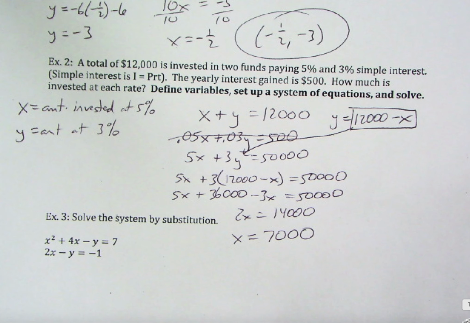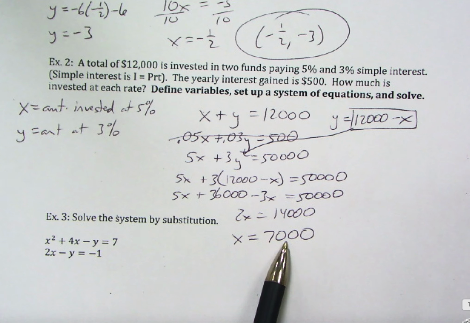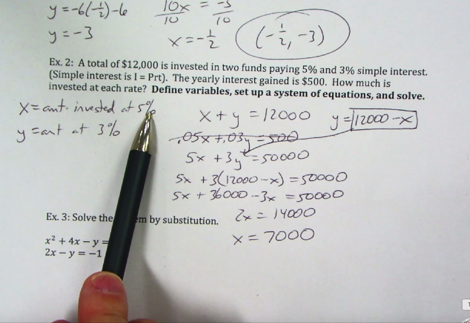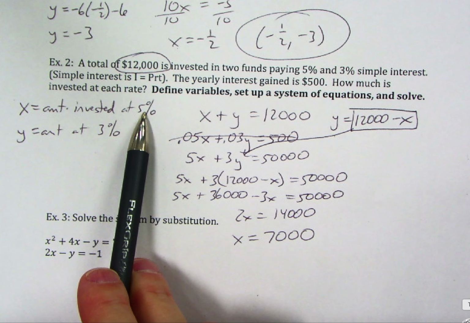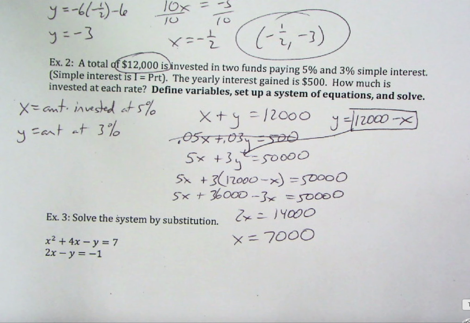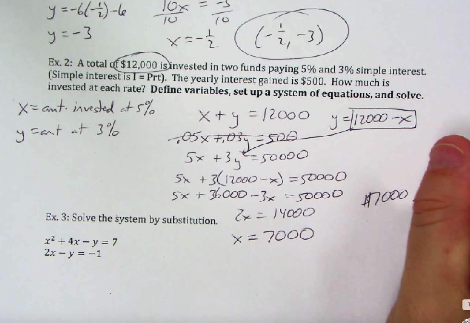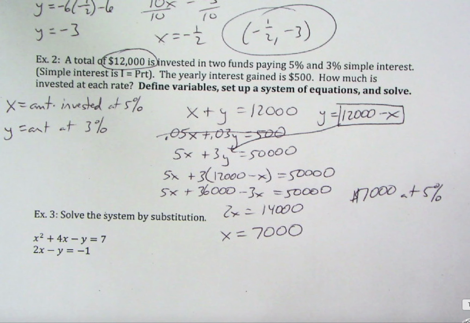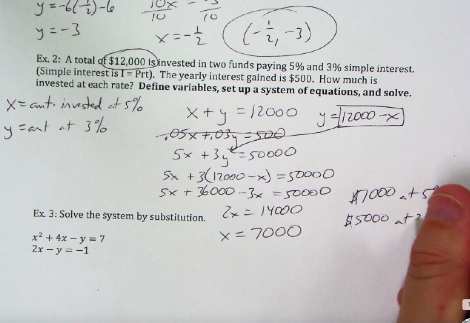Now, with word problems, I'm not going to put my answer as an ordered pair. I actually want to write a brief little statement that answers the questions. And this is why we define the variables at the very beginning. This means $7,000 went into that account that gave 5% interest. You had 12,000 total, and 7,000 of it you're putting into that 5% account. Well, that means 5,000, the rest, goes into the 3% account. So to write that final answer, I would say $7,000 at 5%. I don't need to write like a full sentence. And then $5,000 at 3%.